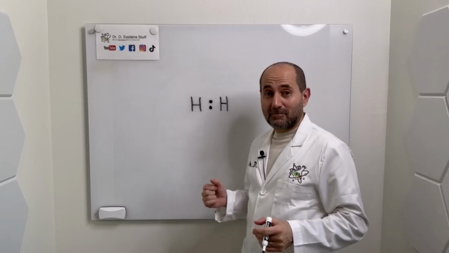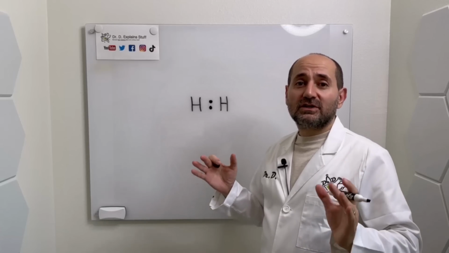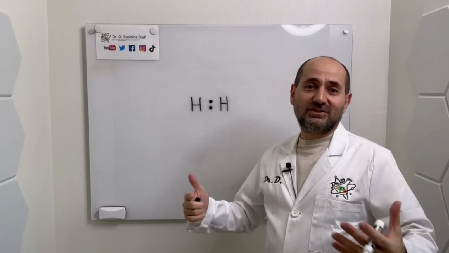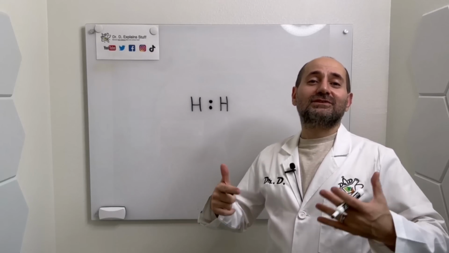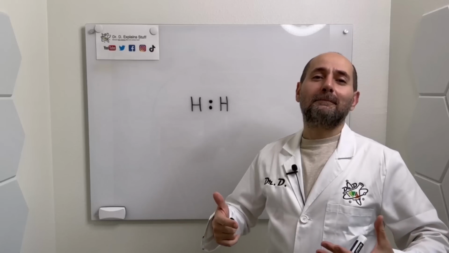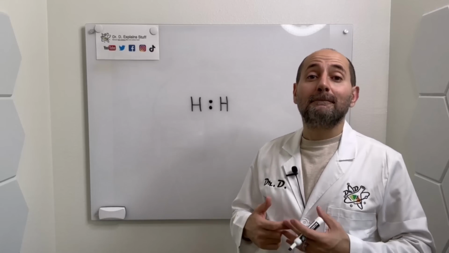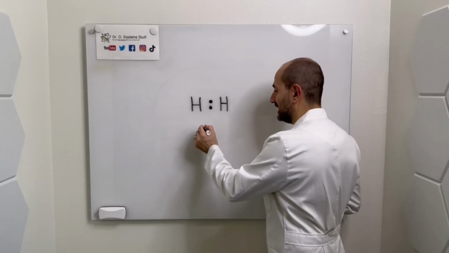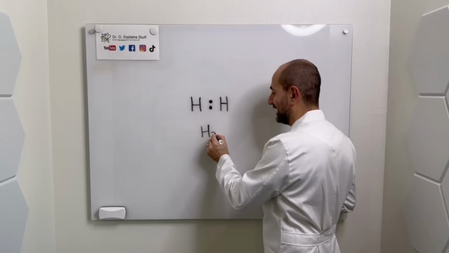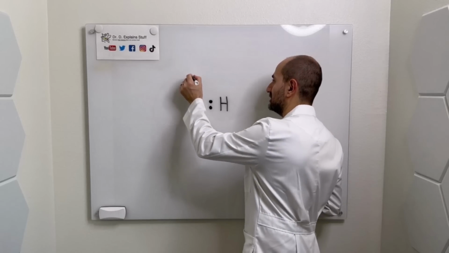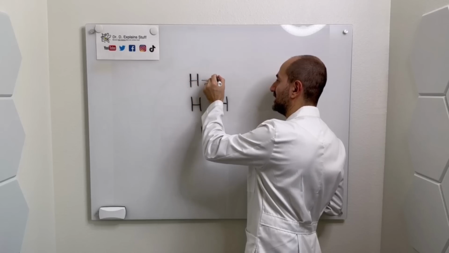But again, by sharing those electrons, these hydrogens believe they have access to two electrons, and so they believe they have a full valence shell. So this is a much more stable molecule. This has now formed into a molecule called H2, or hydrogen gas. Okay, and another way of drawing this is with a line showing that sharing.